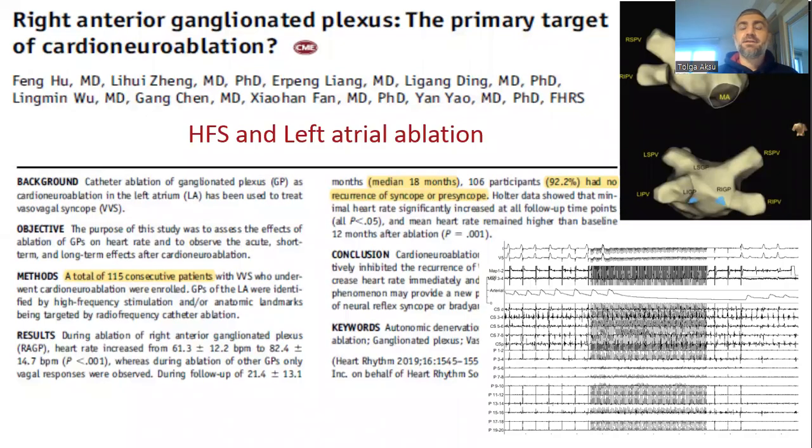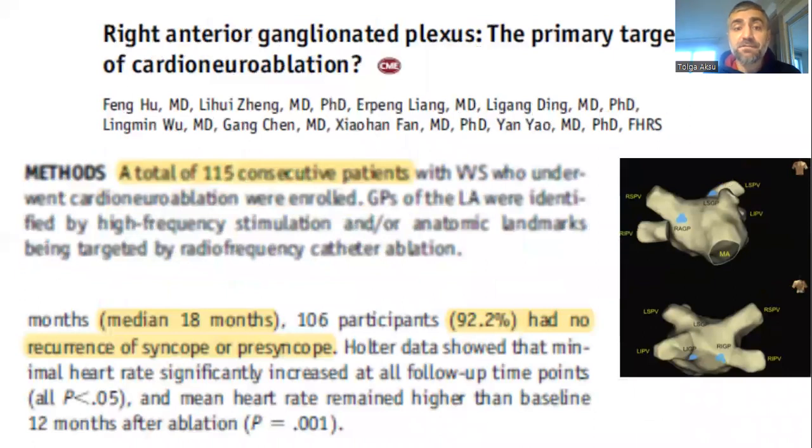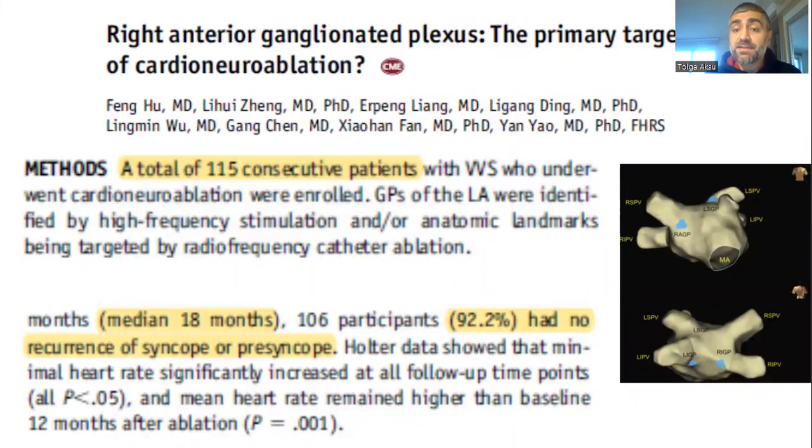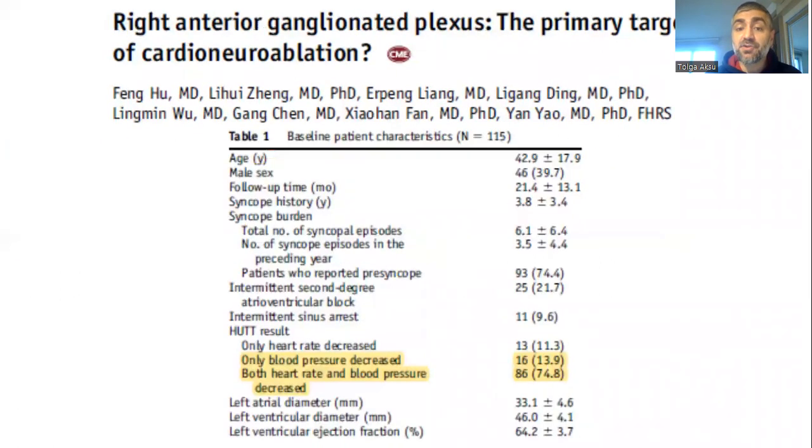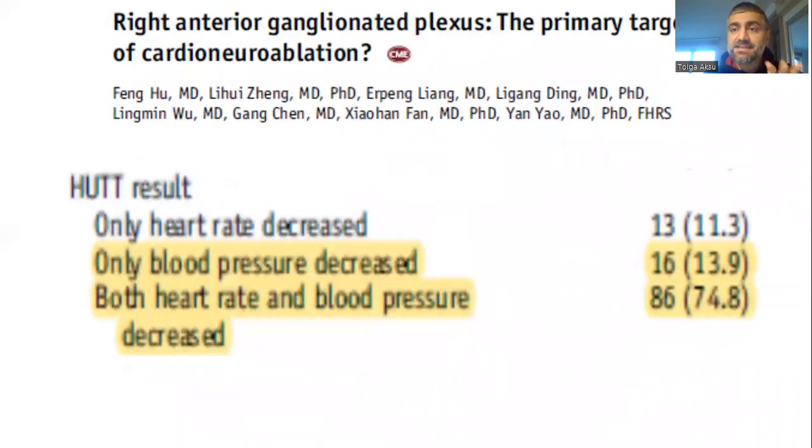This was very fantastic results. And then Yan Yao from China, by using high-frequency stimulation and left atrial ablation, checked the results of left-sided GP ablation in patients with vasovagal syncope. In this cohort, there were 115 cases, and they demonstrated a similar success rate. But as an important difference in that study, in 74% of cases there was mixed tip reflex syncope.